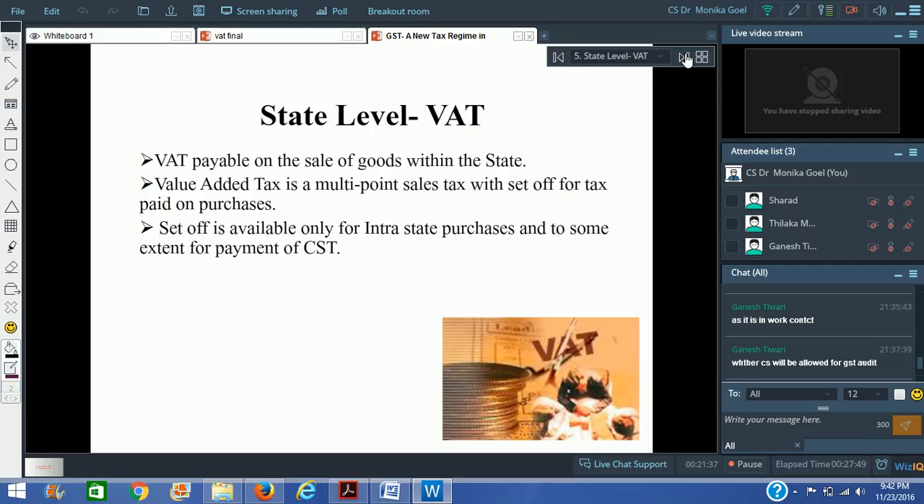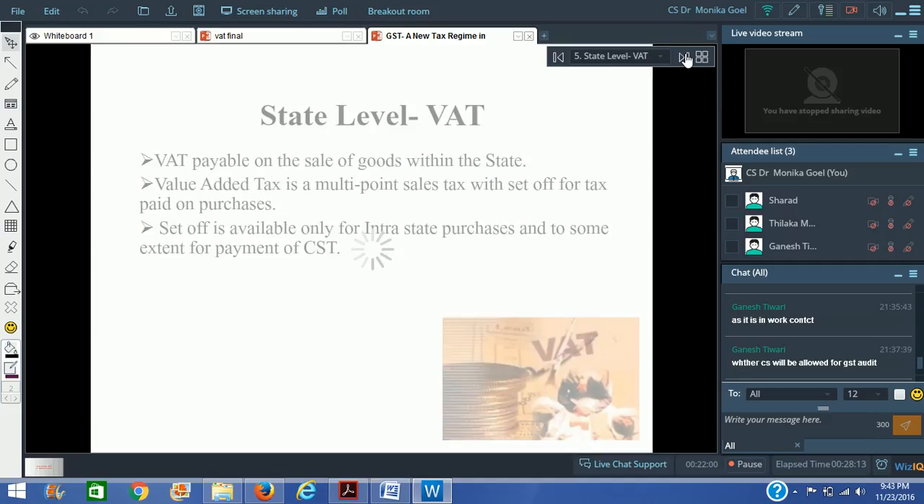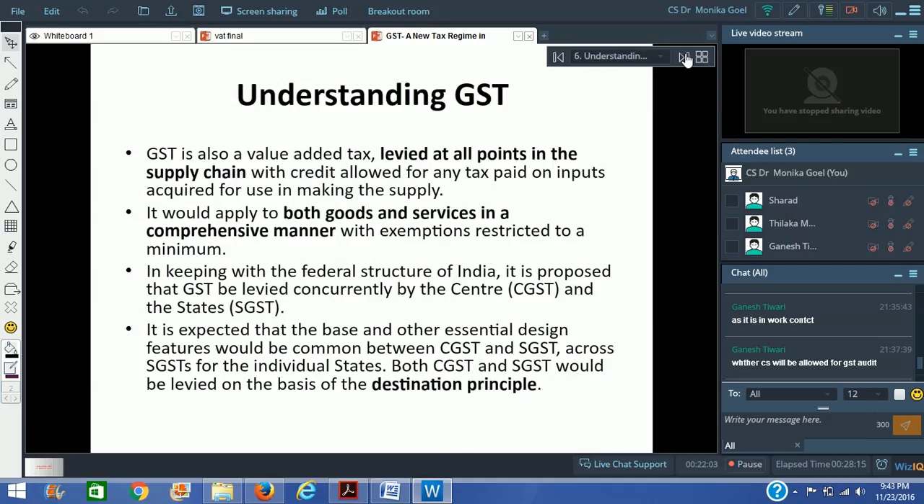It's a multi-point tax where you get the set off of the taxes paid on the previous purchases, right? But you do not get the set off of interstate purchases. You can simply use the input tax credit of VAT to some extent for the purpose of payment of CST, right? So the VAT system does not have any cross relationship with the existing SENVAT system, isn't it? The VAT system is running completely parallel to the SENVAT system, right? So that again is a bigger issue.